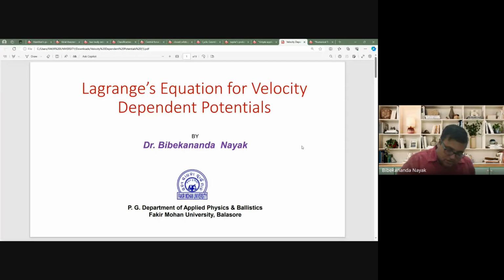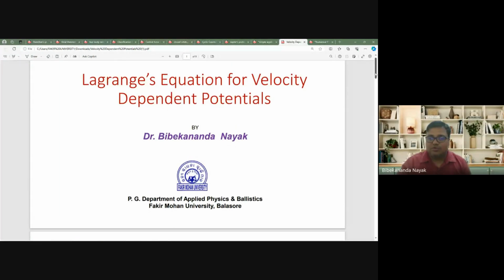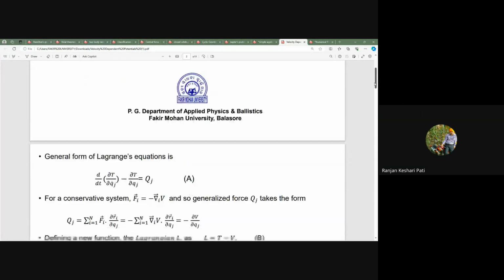We already discussed only the conservative forces, and Lagrange's equation d by dt del L by del q dot minus del L by del q equals 0 is only for conservative ones. If the force is not conservative, with a velocity dependent potential, then we can also write a similar type of Lagrangian for some problems.